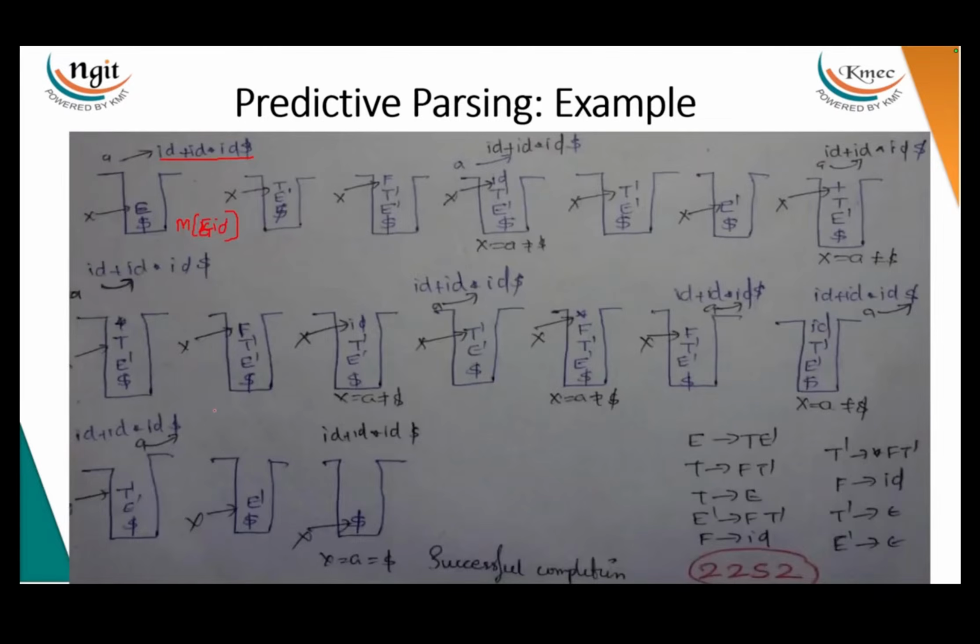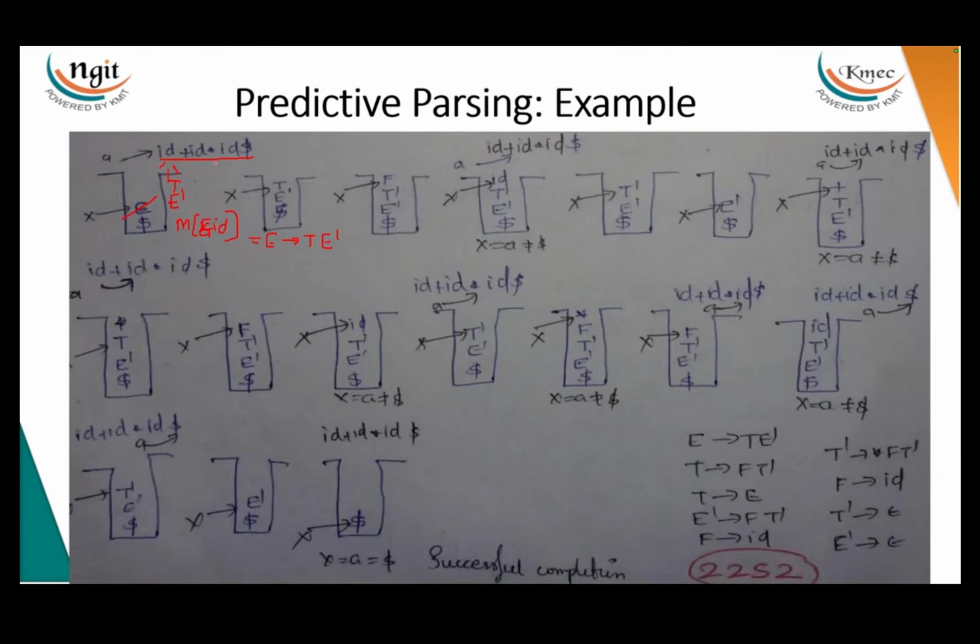So if it is E tends to T E dash, we have to replace E with T E dash. Then you get T E dash dollar in the stack. Now what is X again? T. What is a? id only, we have not changed it.